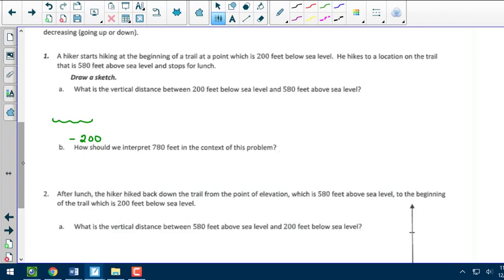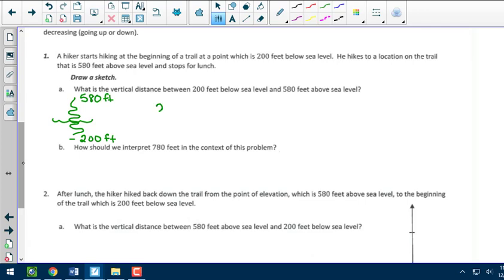And he hikes to a location on the trail that is now 580 feet above. So he's hiking on a trail, maybe the trail's kind of windy, and he gets up here to 580 feet above sea level. Okay, he was below sea level, now he's above sea level. What is the vertical distance between 200 feet below sea level and 580 feet above sea level?